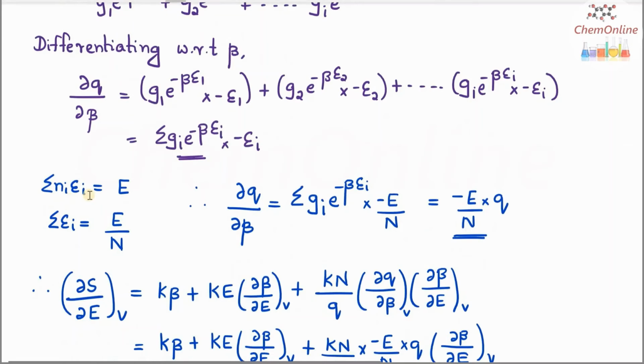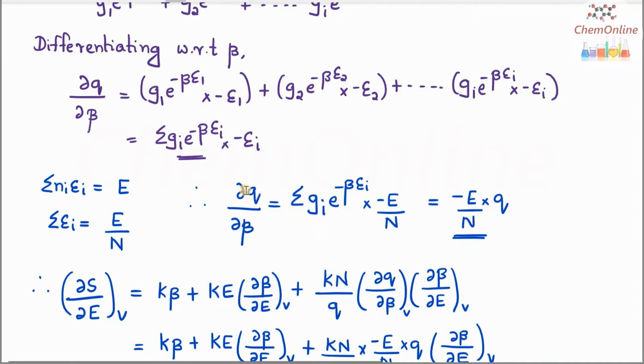Again we have Σ ni εi = E, or Σ εi will be equal to E by Σ ni, that is E by capital N. So you can write ∂Q/∂β = Σ gi e^(-βεi) into, instead of Σ εi, you can write -E/N. So that is equal to -(E/N) × Q.